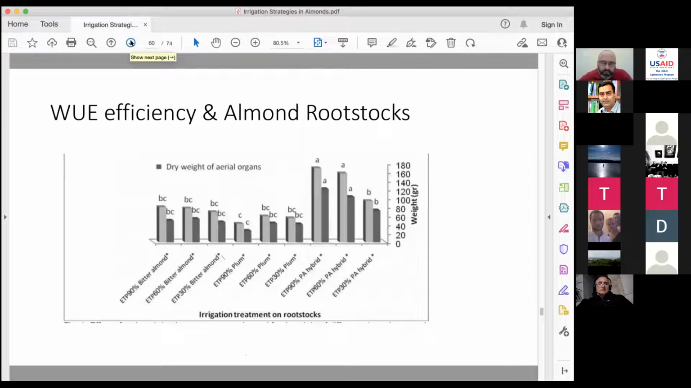Okay, switching gears, we need to talk a little bit about the water use efficiency of different almond rootstocks.